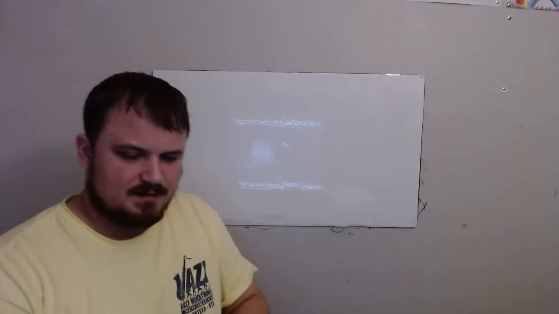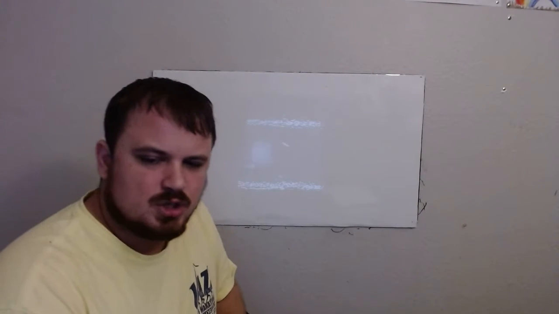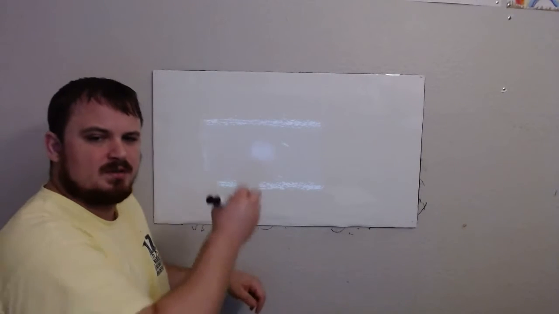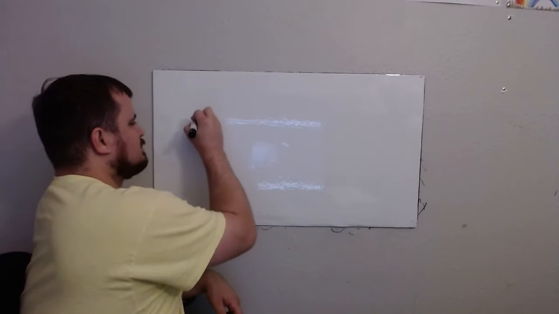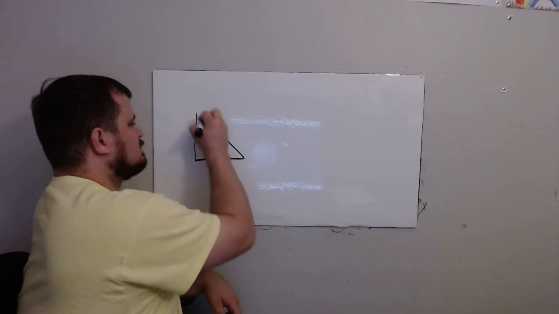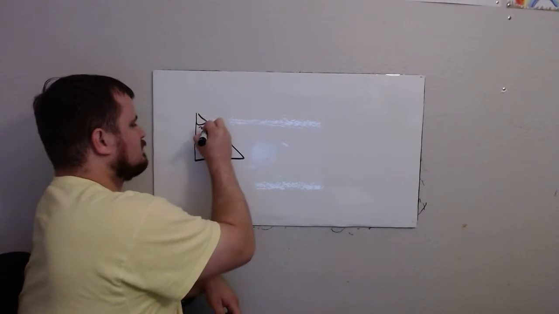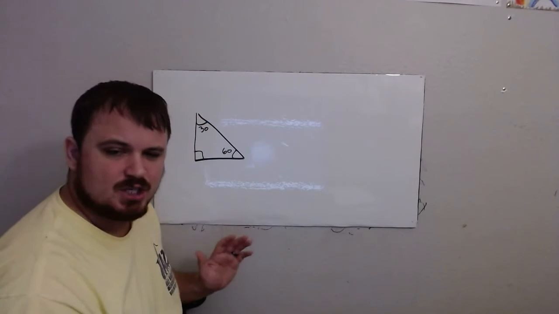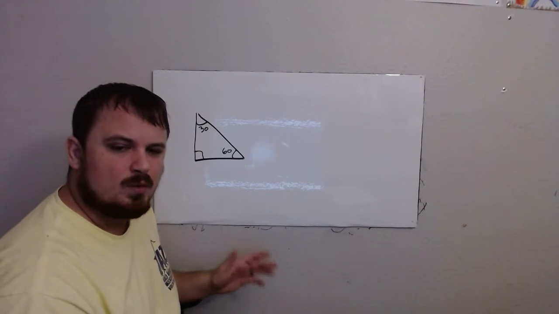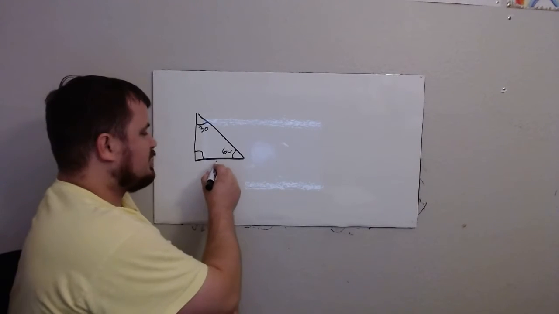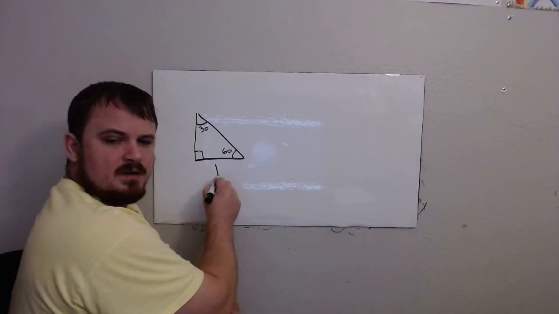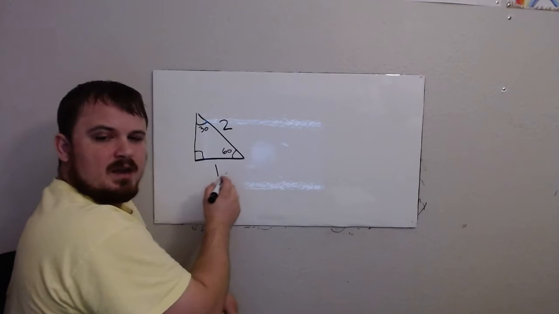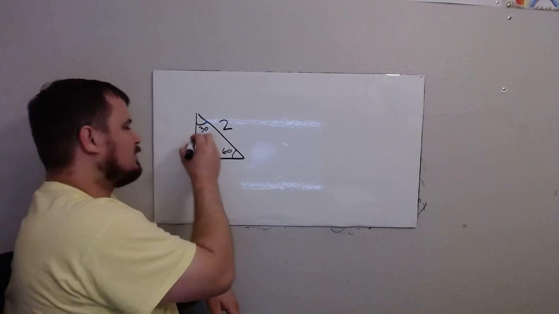All right, we're going to be looking at 30, 60, 90 triangles here. So the basic thing you have to understand to open with is this. If we have just a generic 30, 60, 90, what will happen is if this side over here is 1, then you double it, the hypotenuse will be 2, and then the side across from 60 will be root 3.